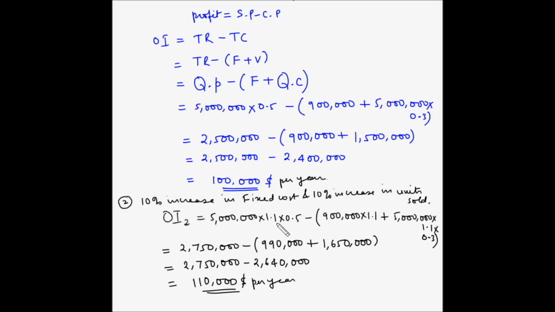And note in this, we are multiplying each and every term by 1.1. So if you bring this out as common, which is 1.1 as common, you can put 1.1 multiplied by this whole thing, which is nothing but our original operating income. So 1.1 times $100,000, which is $110,000 per year.